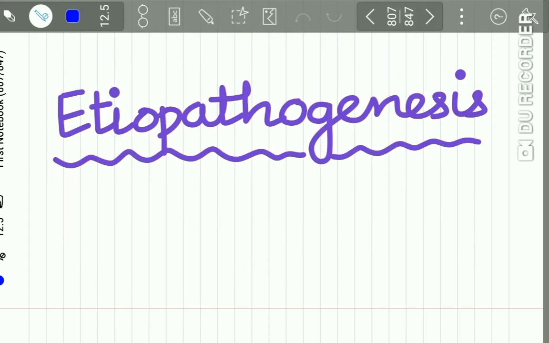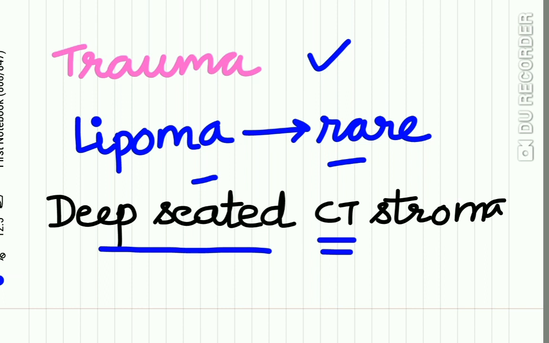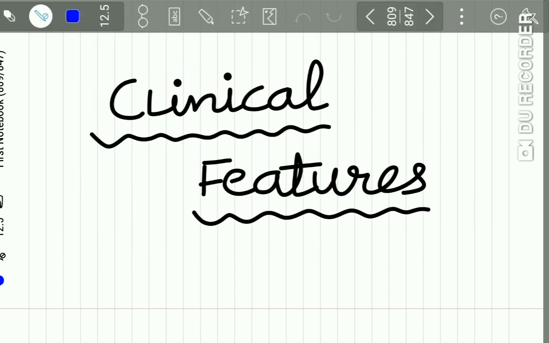Now, the etiopathogenesis. No well-established causative factor has been identified, although trauma has been implicated. The development of liposarcoma from a pre-existing benign lipoma is a rare entity. Most of the cases arise de novo, and liposarcoma most frequently arises from the deep-seated connective tissue stroma rather than the submucosal or subcutaneous fat. So deep-seated connective tissue stroma gives rise to liposarcoma.